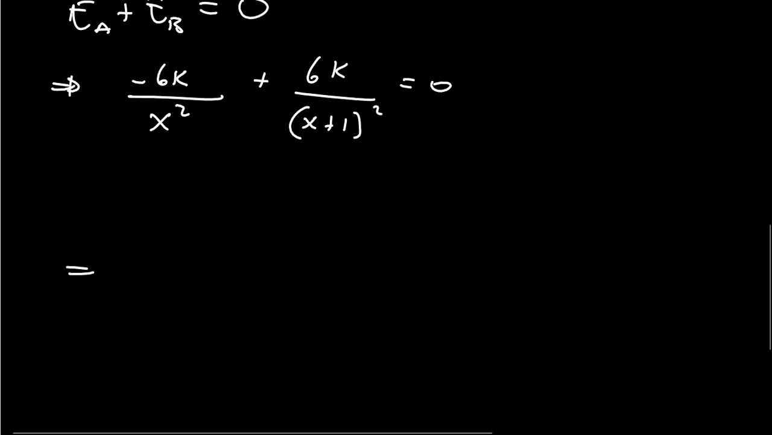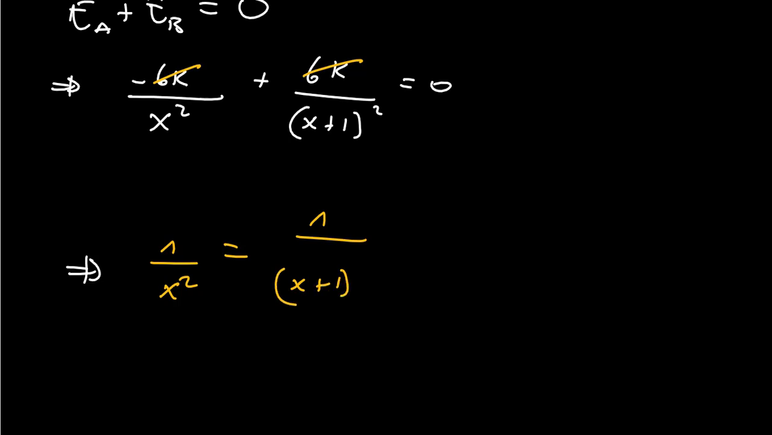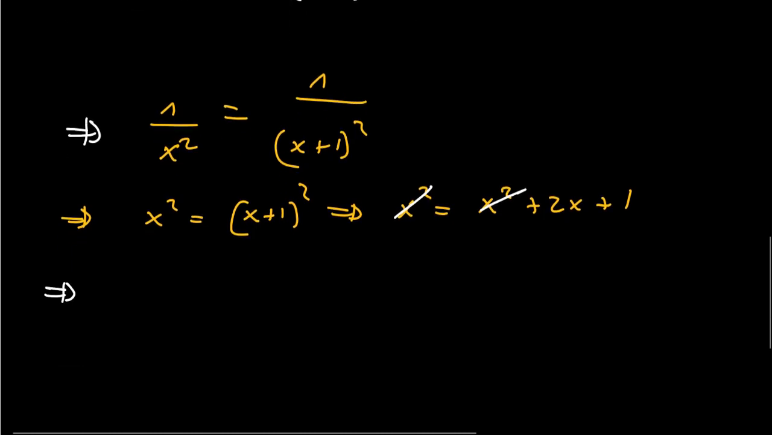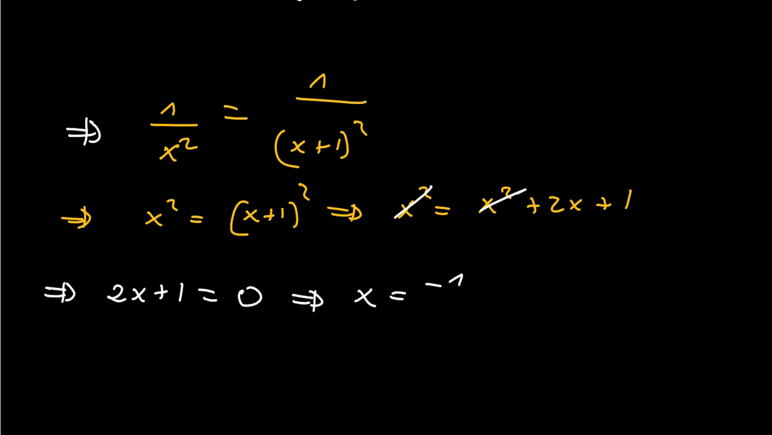And so this means 6K can cancel out, if I divide all through by 6K. So simplifying, I will have 1 over x squared is equal to 1 divided by x plus 1, all of that squared, and this means we have x squared will be equal to x plus 1, all of that squared. So this also implies that x squared is equal to, expanding the right hand side, x squared plus 2x plus 1. So the two terms in x squared will cancel out, and so we will be left with 2x plus 1 equal to 0, from where x is equal to -1/2.